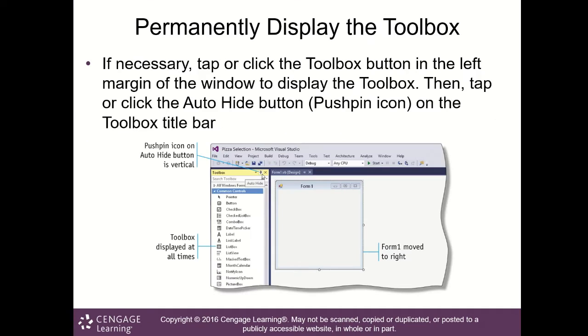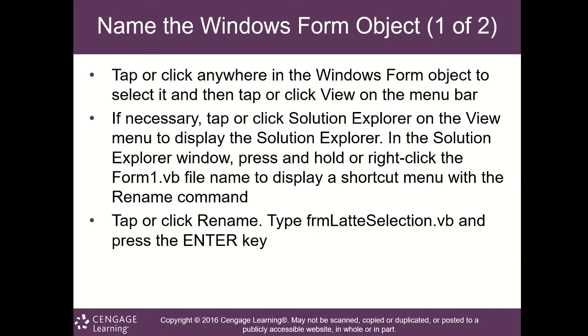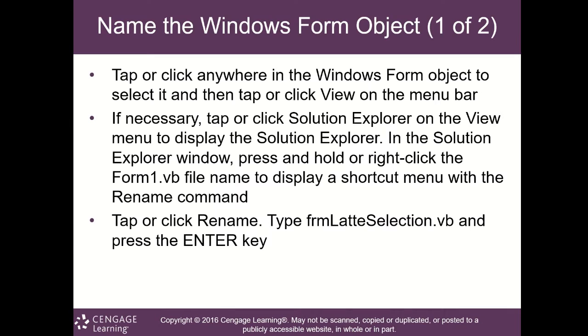So we created a Windows form here, right? Form 1. Form 1 is the name given to this object by default. What we should do is tap or click anywhere in the window form object to select it, and next we will go to the properties window.